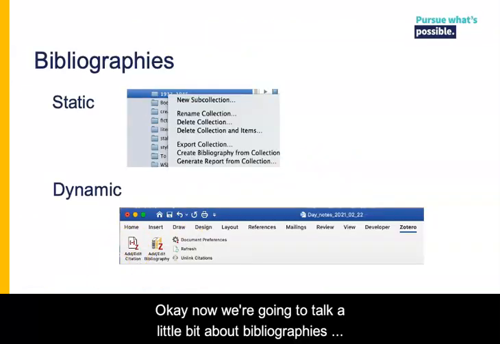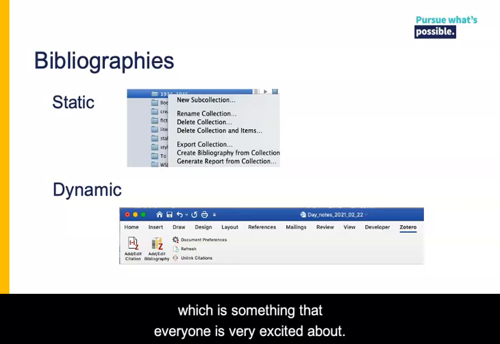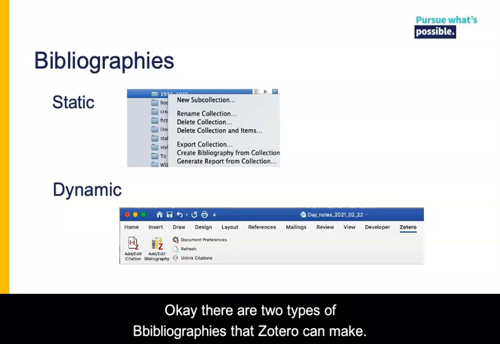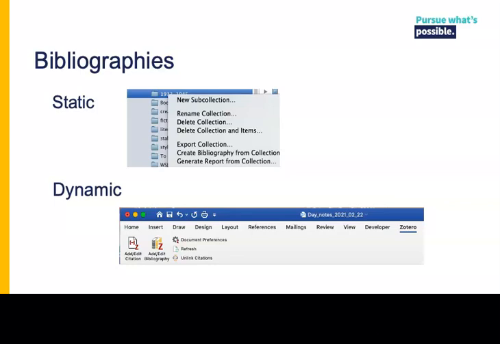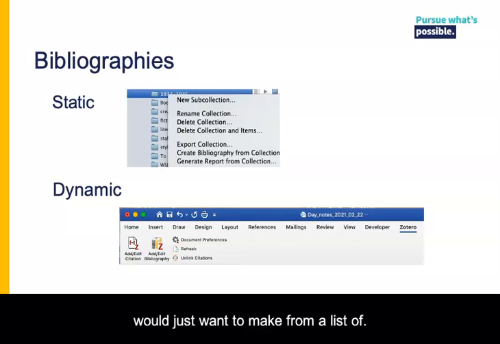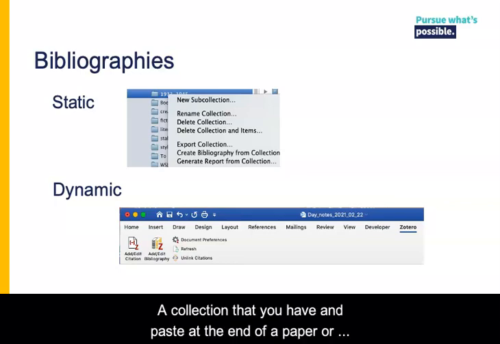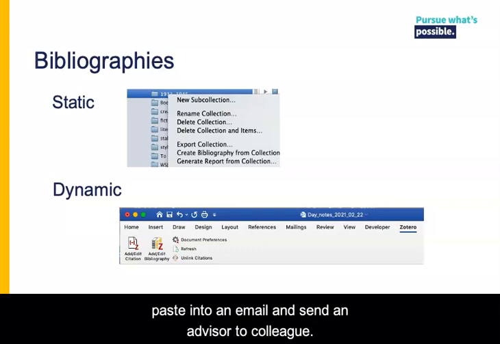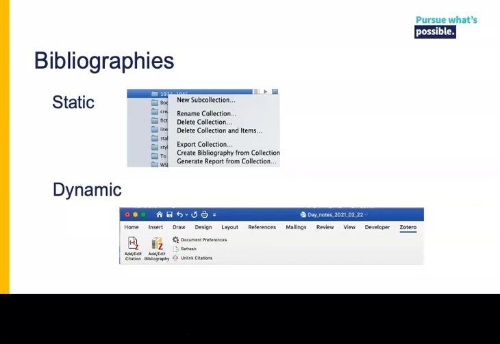Okay, now we're going to talk a little bit about bibliographies, which is something that everyone is very excited about using. There are two types of bibliographies that Zotero can make for you. The first one I refer to as a static bibliography. And they're pretty simple. This is the type of bibliography that you would just want to make from a collection that you have and paste at the end of a paper, or paste into an email and send to an advisor or to a colleague.